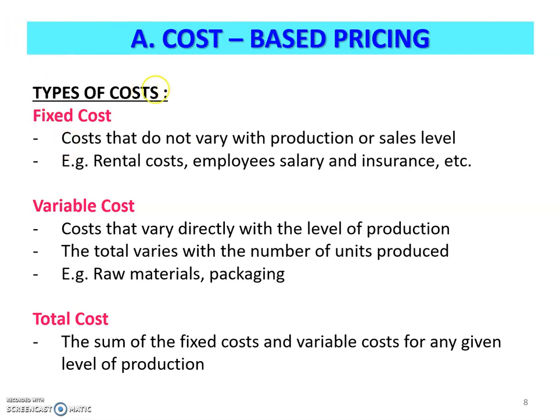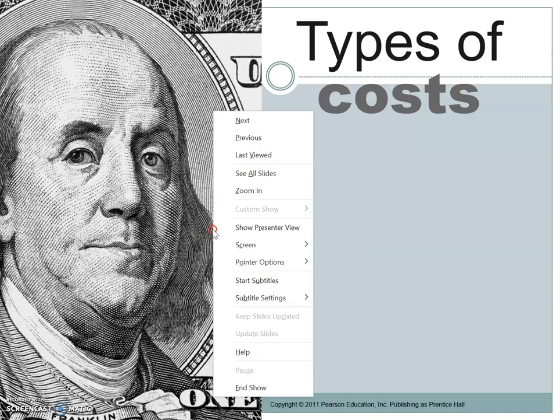What are the costs? We have fixed cost, variable cost, and fixed plus variable are the total cost. Again, fixed costs are costs that do not vary with production or sales level. Cost yang tidak berubah mengikut tahap pengeluaran ataupun tahap jualan. Berbeza dengan variable. Variable ni maksudnya berubah-ubah. So the meaning of variable cost is cost that vary directly with the level of production. Variable cost adalah cost yang berubah secara langsung dengan tahap pengeluaran.